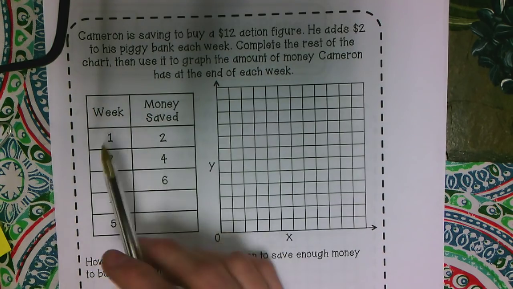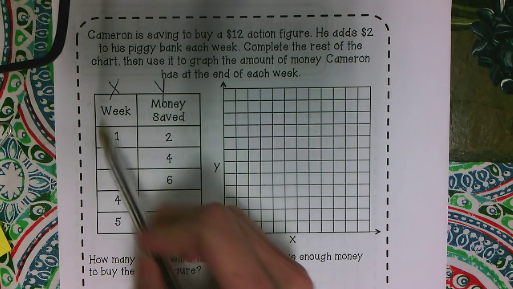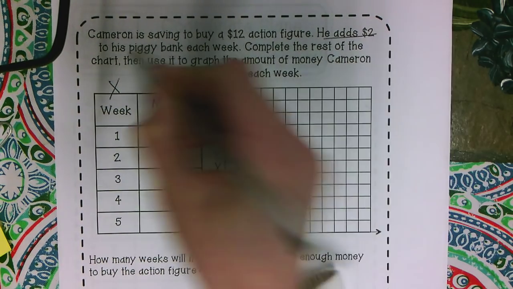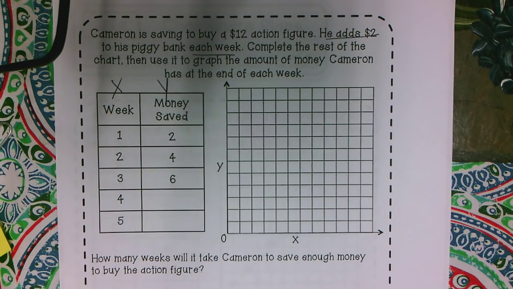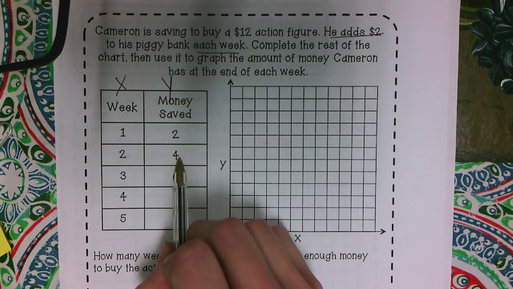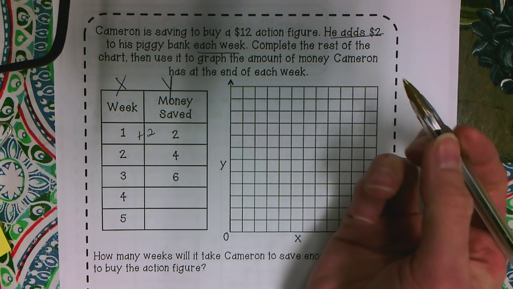Excuse me. So here we have our graph. So we can say this side is X and this is Y. So week 1, he saves $2 because it says he gets $2 each week. So week 1, he earns $2. Okay. Week 2, he would earn $4. Well, because he's going to add $2 each week, right?